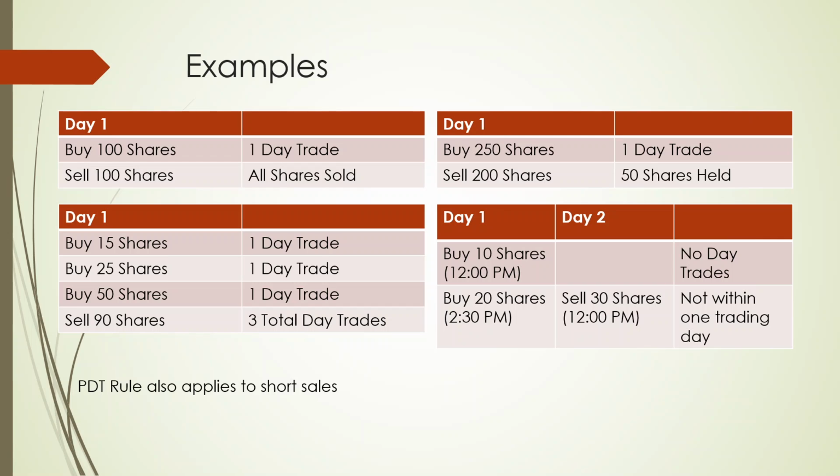And the PDT rule also applies to short trades. Shorting is basically when you sell a stock at a higher price because you think the stock is going to go down, and then you buy back those shares that you sold to cover it and give it back to the person you borrowed it from. So it works the same way. You just have to flip the buy and sells. So if you sell 100 shares here and then buy it back all in one day, that's still one day trade, and you only have two more day trades that day.